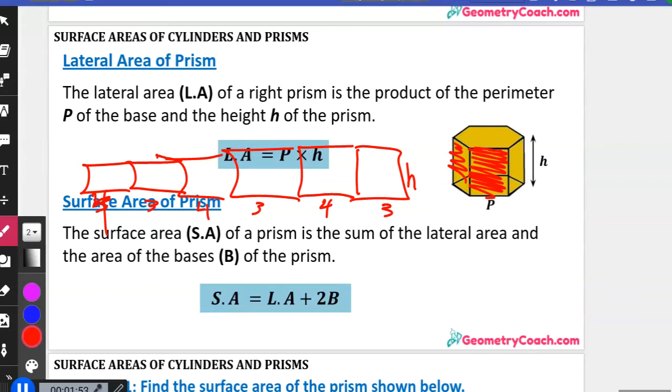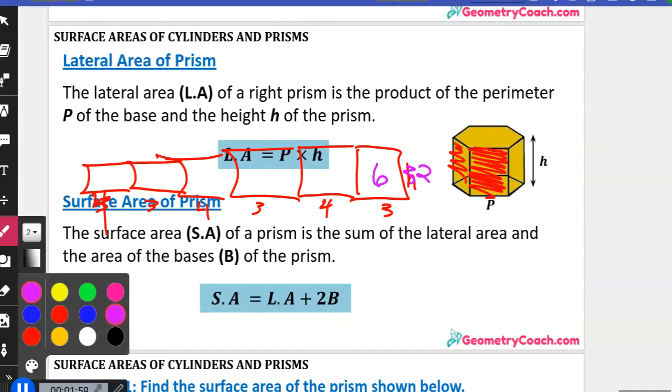Well, they all have the same height. So let's say the height was 2. The area of this one's 6, this one's 8, this one's 6, this one's 8, this one's 6, this one's 8. So I would add those all up. Let's see. 6 times 3 is 18, and 8 times 3 is 24. You add those all up and you get 42. So that would be me finding the area of the rectangles individually.